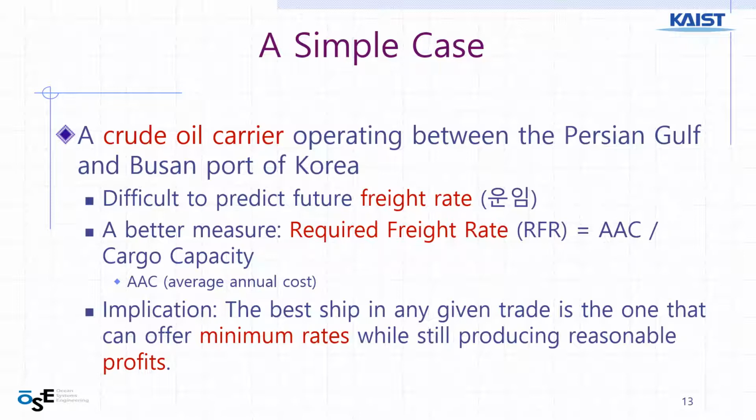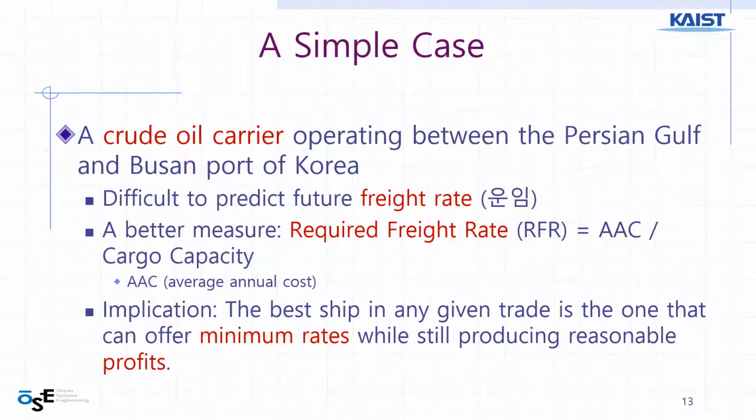So instead they calculate cost in this way, the required freight rate. You are the designer of the ship, and the minimum cost I should pay for operating the ship between Persian Gulf and Busan to carry 100,000 tons. And then the way is AAC, average annual cost, all of them.